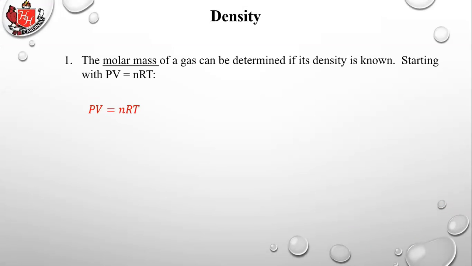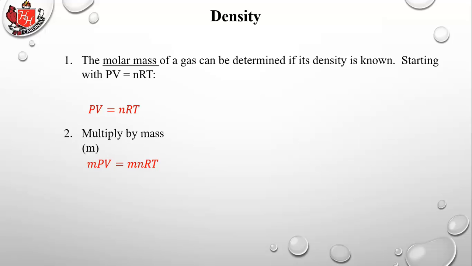So molar mass of a gas can be determined if its density is known. So let's start with the equation PV equals nRT. I'm going to do a derivation for you. Just follow it, but you don't have to know how to do this. I won't test you on this. So if you take that equation, you multiply both sides by m for mass. Remember, we measure mass in grams, but that's mass.